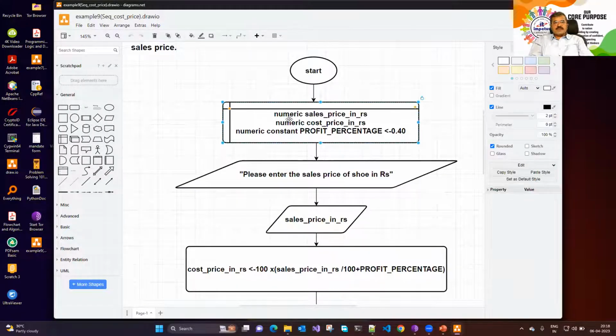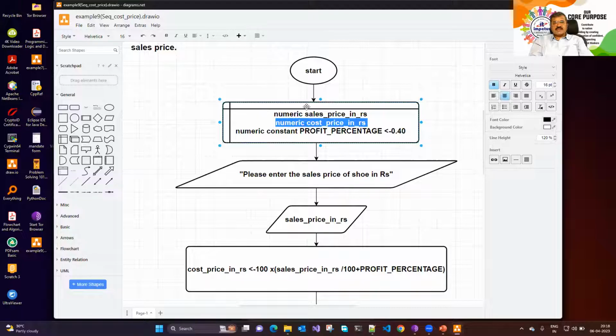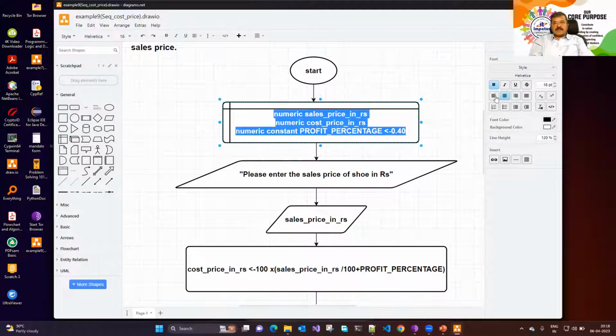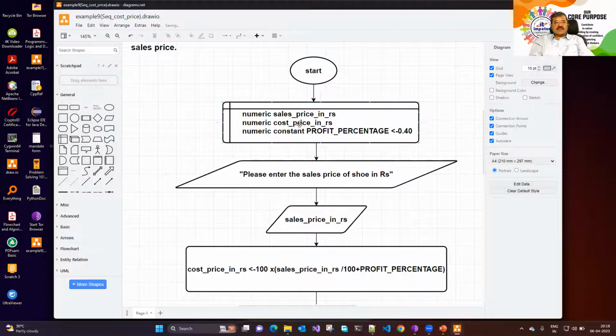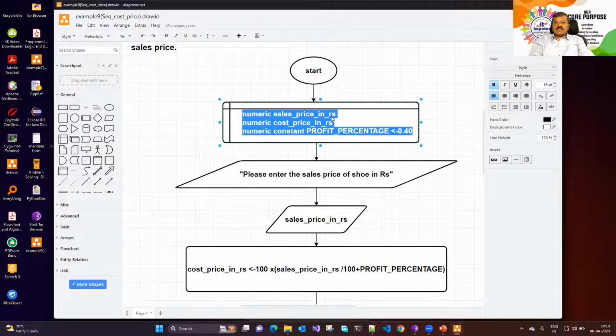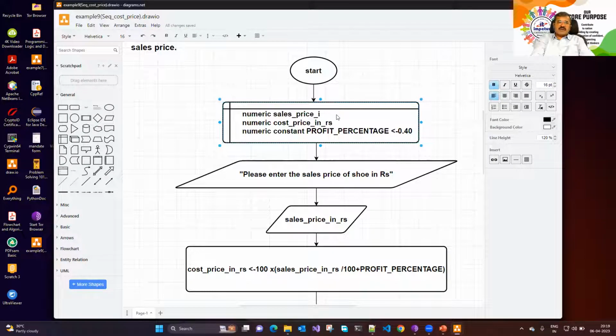He says numeric price in rupees. So he has created 3 variables and he has also correctly identified the type. Indent it from the margin. Okay. So numeric sales price in rupees, numeric cost price in rupees. So sales price and cost price. These units of measurements, if you give it inside your messages, that's good enough. There is no need for you to always give these units of measurement in the variable names.